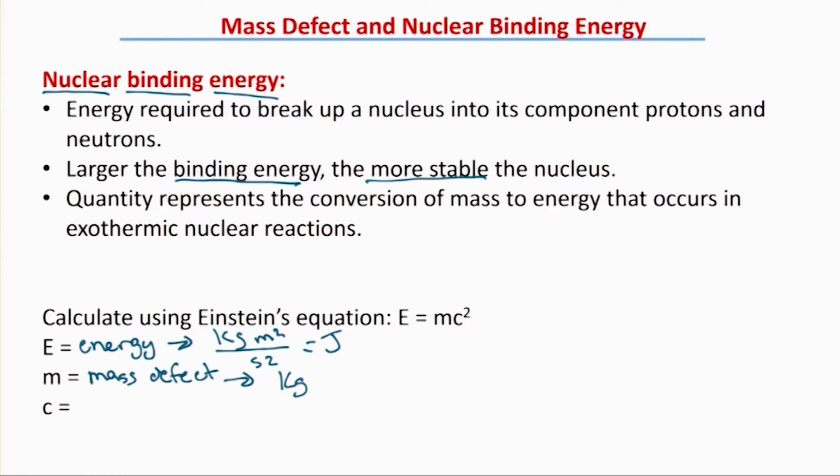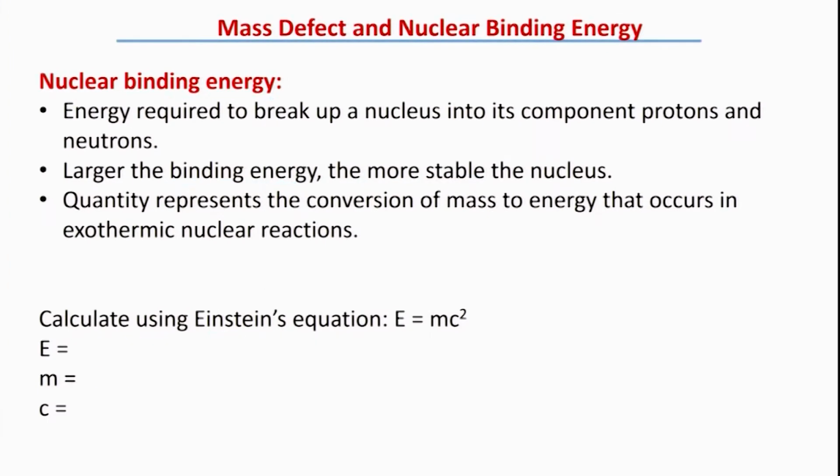And then c, we know that's a constant, the speed of light. And that is 3.00 times 10 to the 8th meters per second. And so that's going to get squared. That's where you get the meters squared per second squared. And then the mass defect gives us the mass in kilograms, which those units all combined then give us joules for energy.